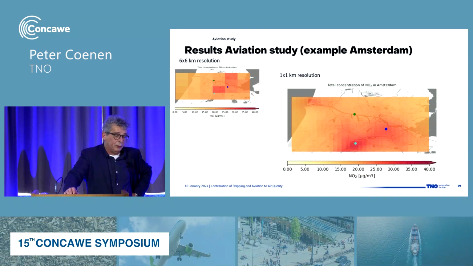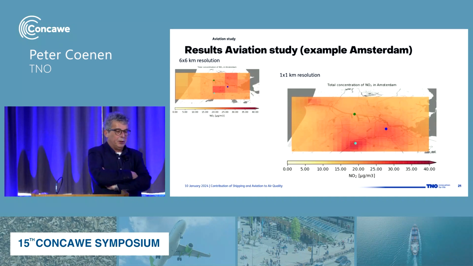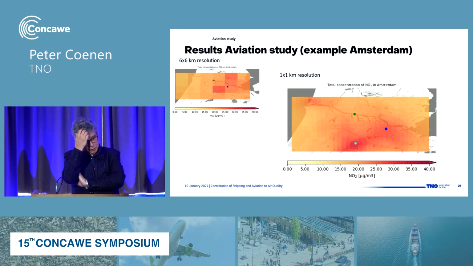Also here we first did the 6x6 kilometer resolution runs. And you see here also, again, the green dot is the harbor of Amsterdam. And now I switch to Amsterdam because I'm from the Netherlands, so I'm a little bit chauvinistic. The blue dot is the city center, and the green one is Schiphol Airport. And you see there is not much definition in the 6x6 kilometer resolution run.